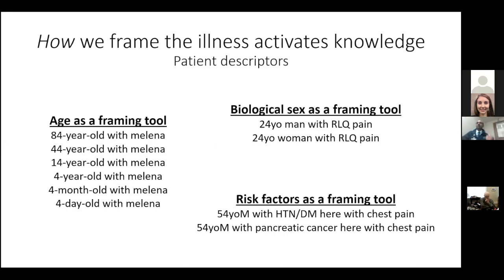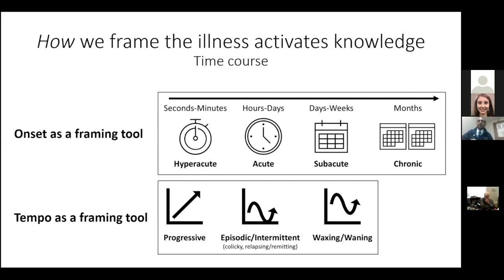And this is so automatic, this process of framing that we engage in, that sometimes we fail to take the time to explain explicitly how these individual elements of the problem representation are guiding our diagnostic thinking to early learners. Onset and tempo similarly can be used to refine the differential diagnosis very quickly by activating knowledge in a very specific way, right? So hyperacute chest pain has a very different differential diagnosis than chronic chest pain. The same is true of progressive dyspnea versus intermittent dyspnea.